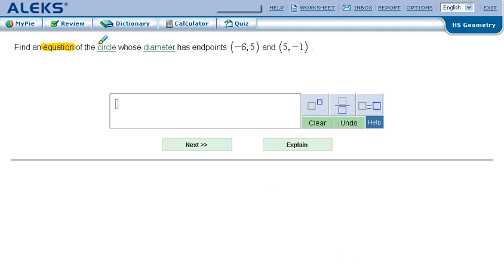We're going to find an equation of a circle whose diameter has endpoints (-6, 5) and (5, -1). So we want to write an equation of a circle. Let's start by identifying what the equation of a circle is. That's (x - h)² + (y - k)² = r².